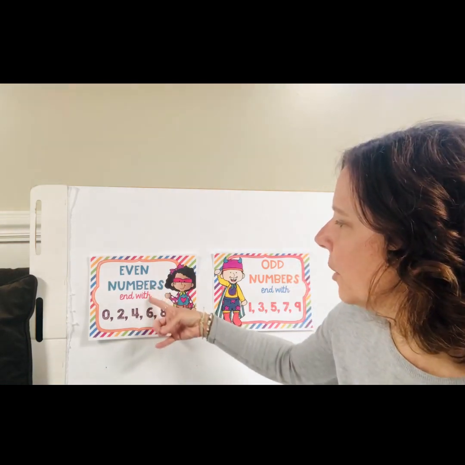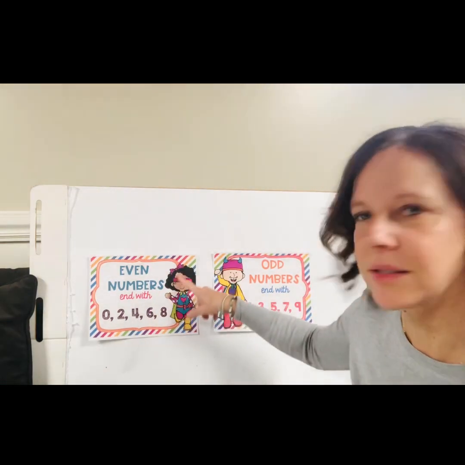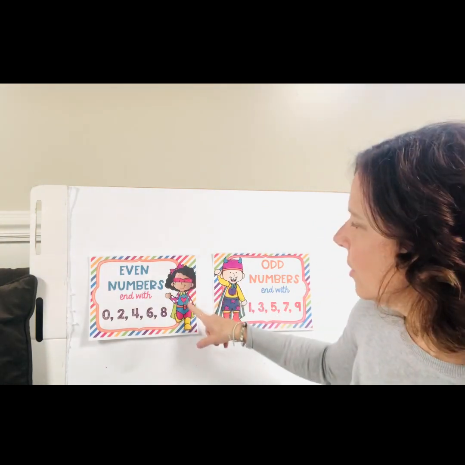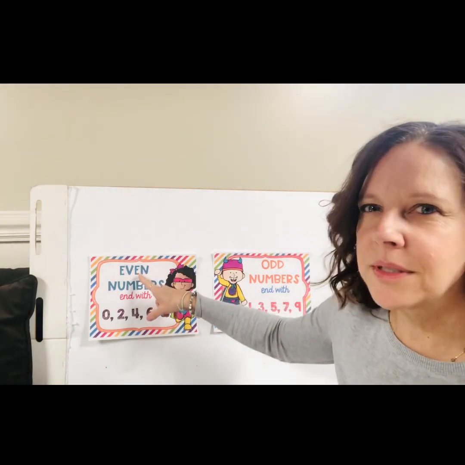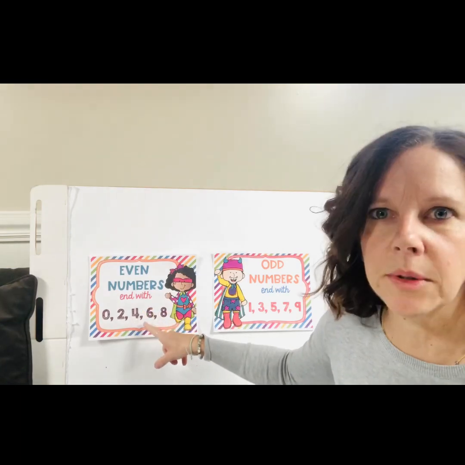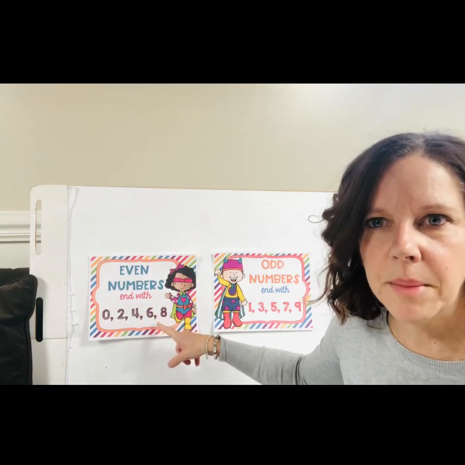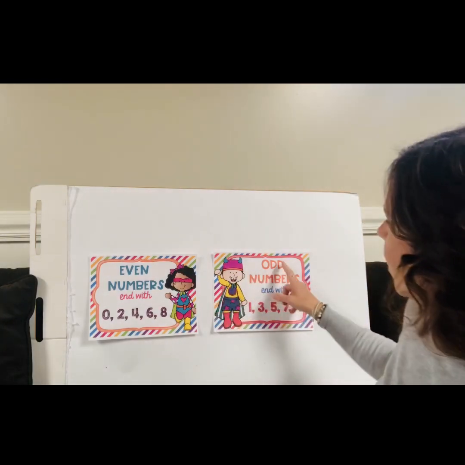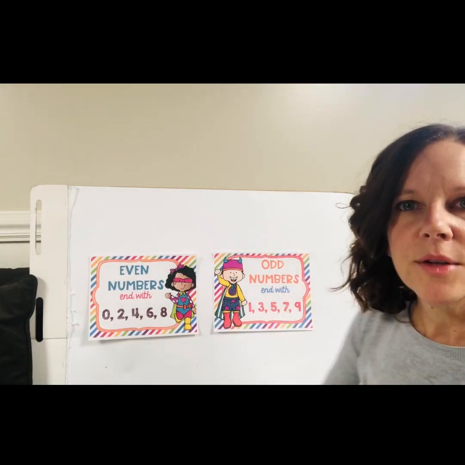So what are odd and even numbers? Well, there are whole numbers that can be divided into equal groups, and those are called even numbers. I have my superheroes here because it's all about Superhero Week. So we're going to learn about some numbers that can be divided equally into groups. And then there are some numbers that cannot be divided equally in groups. And those are called odd numbers. So I'm going to talk to you about identifying odd and even numbers.